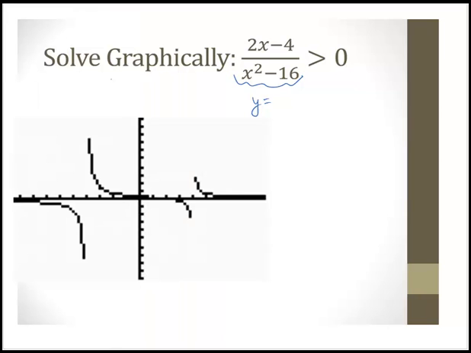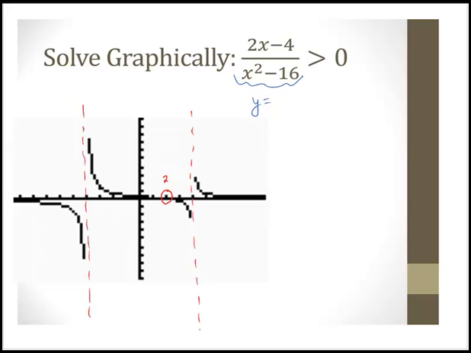Alright, so let's see. We have vertical asymptotes at -4, +4, and we have an x-intercept at 2. Notice that the sign can change at asymptotes and at the x-intercept. Now, we wanted the points where the y value was greater than 0.